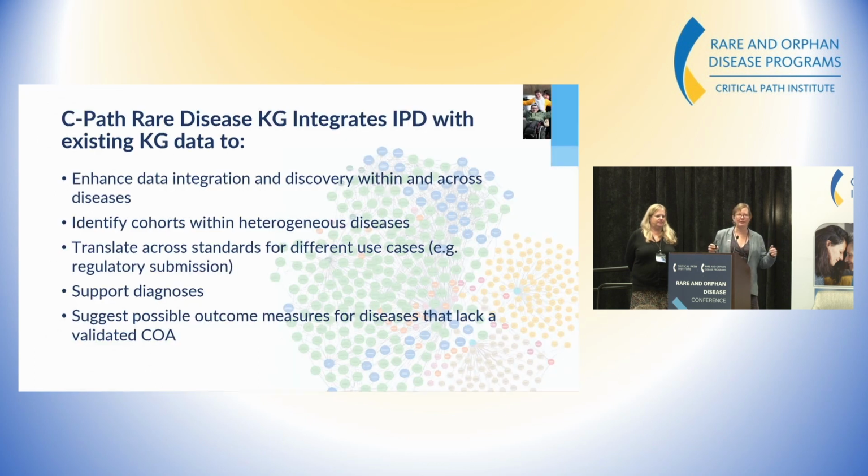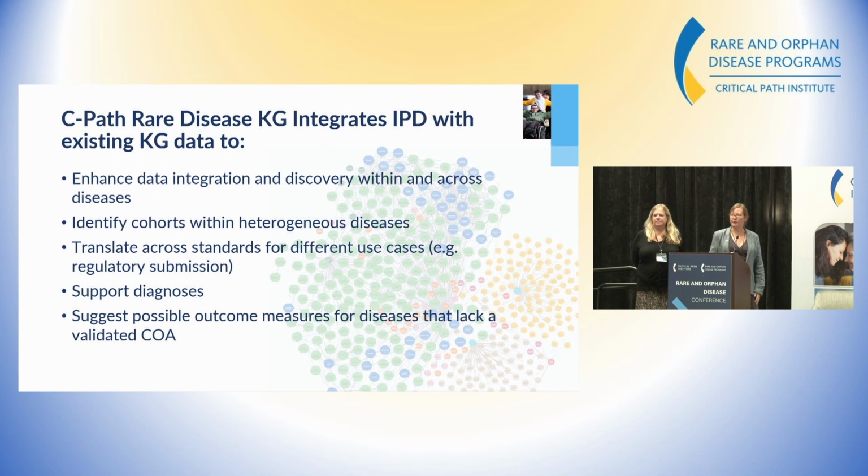So by bringing together this wealth of knowledge that already exists at the population and genotype level with our individual patient level data, we're able to do things like enhancing data integration and discovery across diseases, identifying cohorts or subsets of patients within heterogeneous diseases, translating back and forth across standards for different use cases, supporting diagnoses, and suggesting possible outcome measures for diseases that lack one.